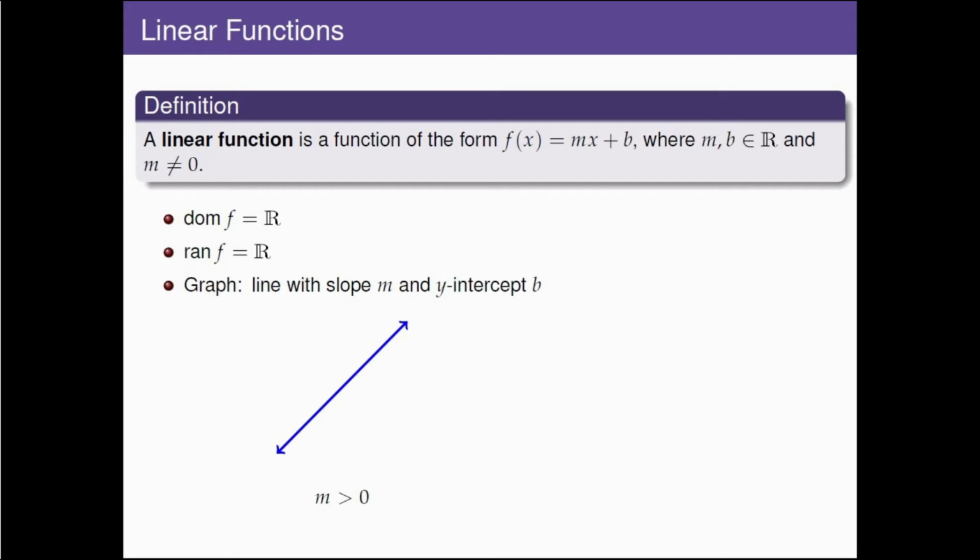If the slope is positive, then the line goes up as we move from left to right. If the slope m is negative, then the line goes down as we move from left to right.